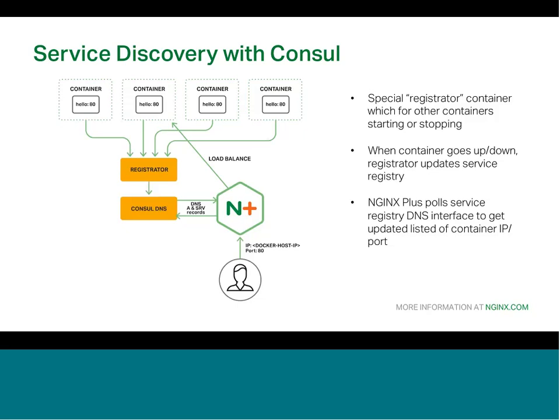There's multiple different ways to accomplish it, and one method here is using Consul. At a very high level, what happens is that there's a container that monitors for other containers coming up or down. Once a container comes up, for example, it'll register its IP address and port into basically a database, a DNS database, so to say. And then NGINX will poll that database using DNS to get the location, IP address, and port of each service.